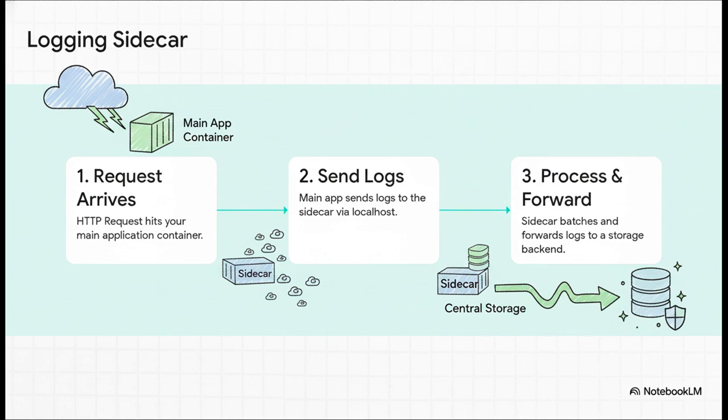Okay, so let's walk through how this works with a logging example. A request comes into your main app container. Now, your main app, it's just focused on its primary job. When it needs to log something, instead of dealing with that itself, it just hands off the log message to a second sidecar container running right next to it. That sidecar's only job is to efficiently collect those logs and send them off. It keeps your main application code clean, simple, and focused. It's a really elegant solution.